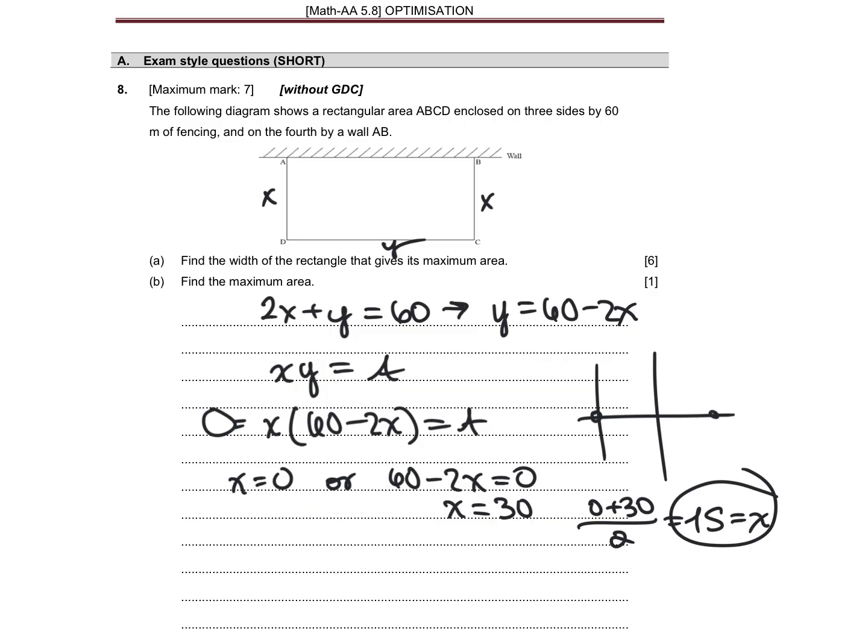And find the maximum area. So we're going to have 15 times, I guess this one, 60 minus 2 times 15, which is going to be 15 times 30, which is 450 meters squared.